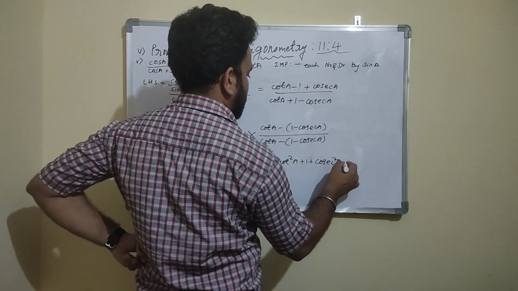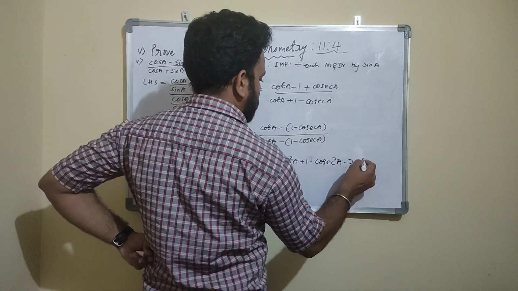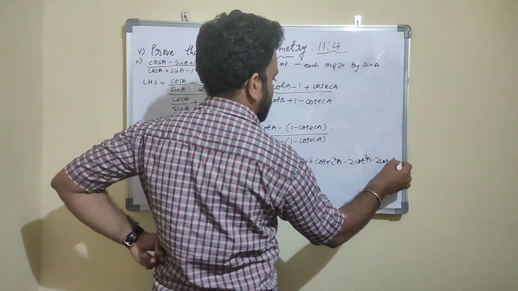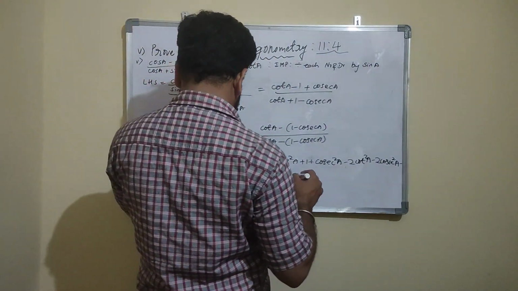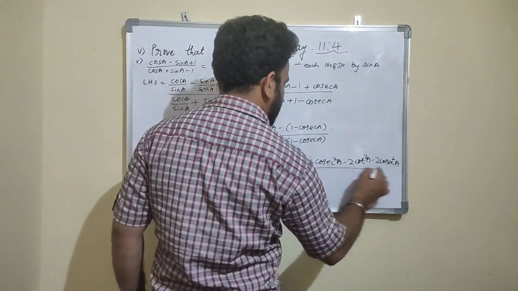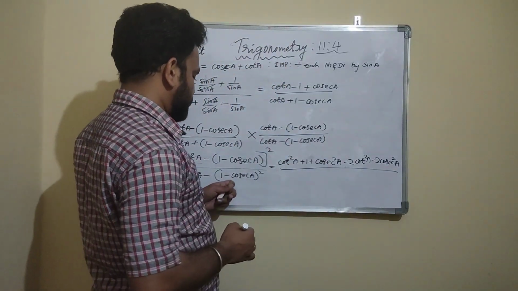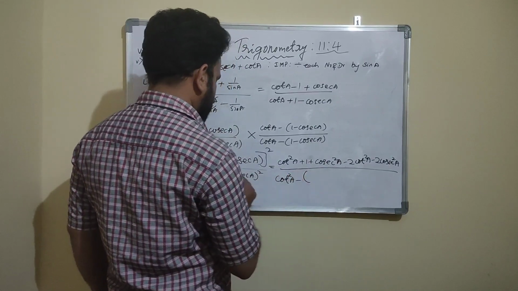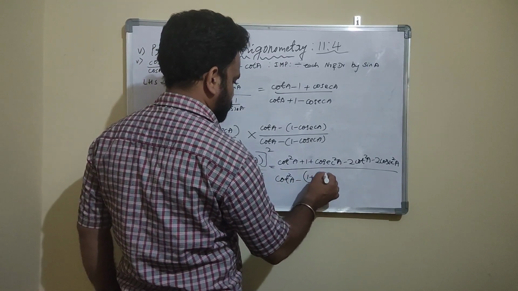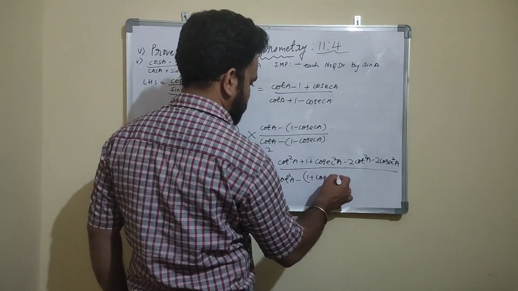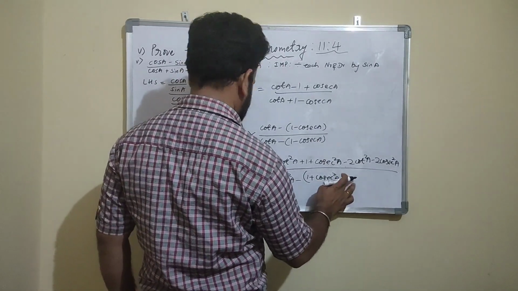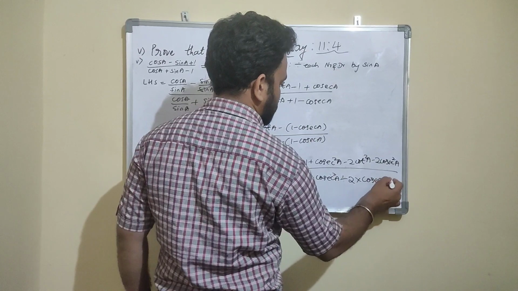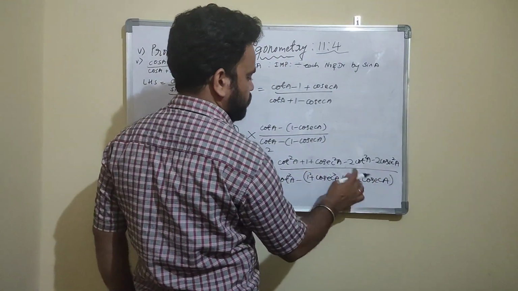cosec square a minus 2 cot square a minus 2 cosec square a minus, divided by, here what we can write is cot square a minus 1 minus cosec square a, cot square a as it is, minus, this is (a minus b) whole square, a square plus b square minus 2ab, 2 into 1 into cosec a, square 1 square plus b square minus 2ab.